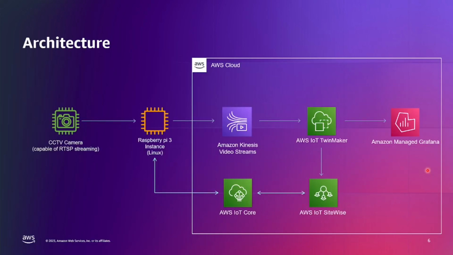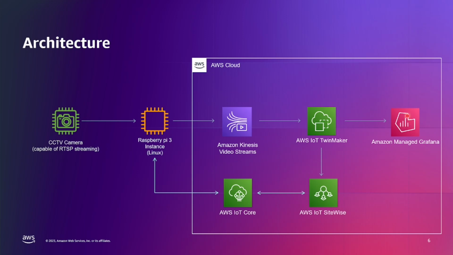Here is a basic architecture of what we'll build. Starting at the edge, we require a camera that is capable of RTSP streaming to a local device. In my case, I'm going to use a Raspberry Pi. We'll then install Greengrass V2 on the device and the KVS Edge Connector component. This component will gain its configuration from AWS IoT SiteWise. This configuration will tell the device the duration and time span of videos to upload to Kinesis video streams. Kinesis video streams will allow us to stream those videos directly into our Amazon Managed Grafana dashboard.